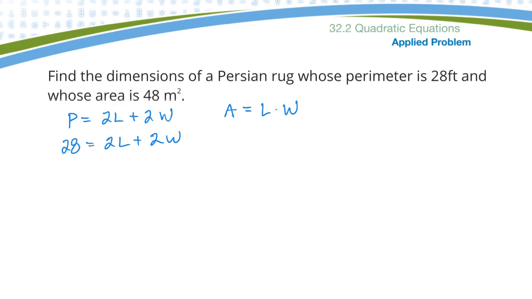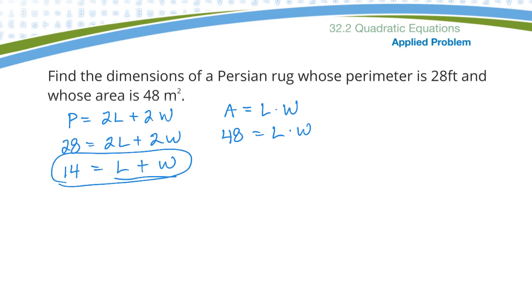Maybe I'm going to simplify that. I'll divide everything by 2. And I'm just looking for a relationship between length and width here. Okay, and they tell me the area is 48. So 48 is equal to L times W. But I need to know what length and width are. So if I have 2 equations using the same variables, what I can do is take one of them and solve it for one of the variables and then plug that into the other equation. So what I'm going to do is subtract W on both sides.